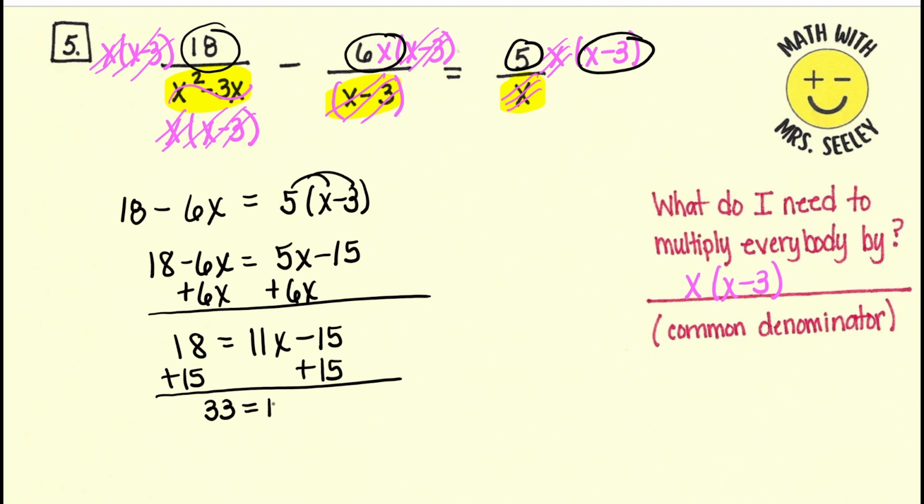33 is equal to 11x. Divide by 11, and x is equal to 3. Now, there is something that you have to do with these rational equations. You have to take your answer and make sure that it can check back into the original equation.